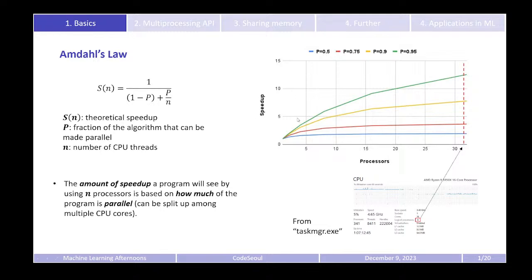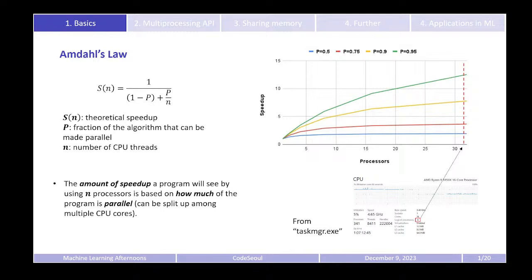In this equation, S means the overall speedup of your system, and in the denominator there are two variables which you can change and experiment with, to see how they affect one another. P is the fraction of the algorithm which can really be parallelized, because not every piece of code can be parallelized. So we should take this into consideration, and the number of CPU threads.